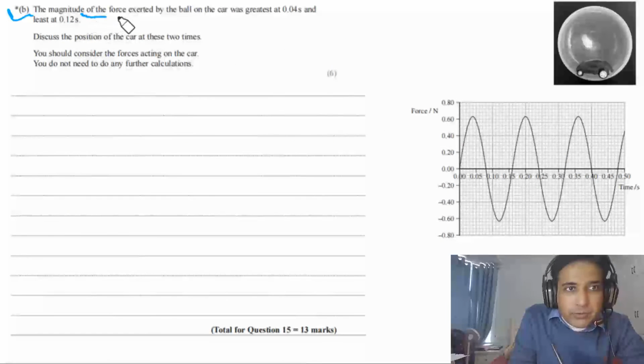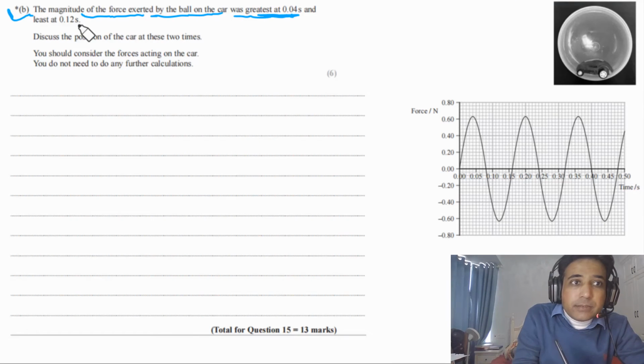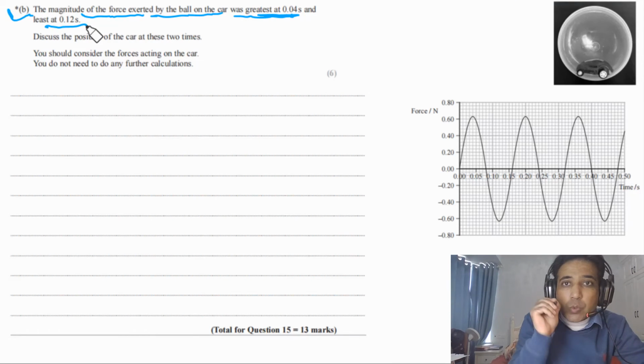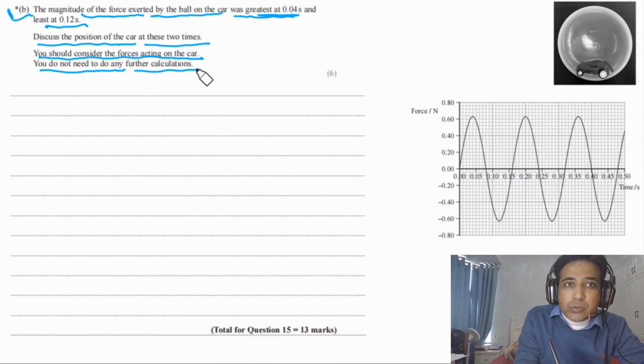Part B says the magnitude of the force exerted by the ball on the car was greatest at 0.04 seconds and least at 0.12 seconds. Discuss the position of the car at these two times. You should consider the forces acting on the car. You don't need to do any further calculations.